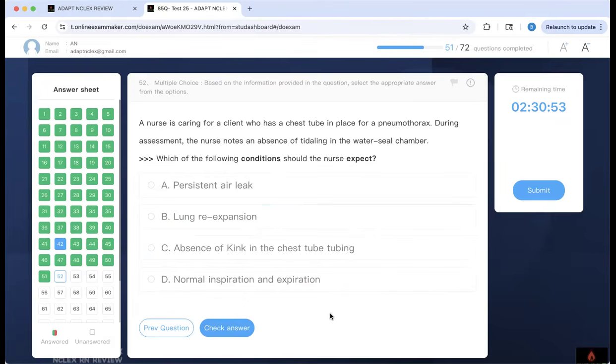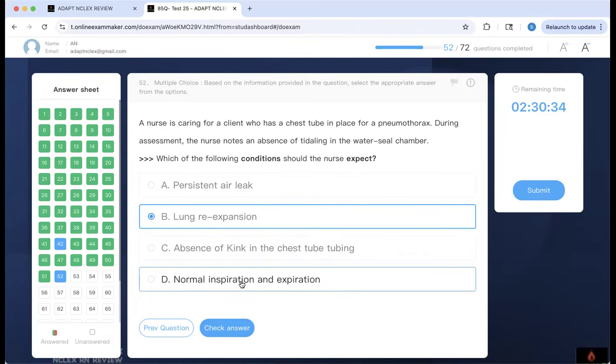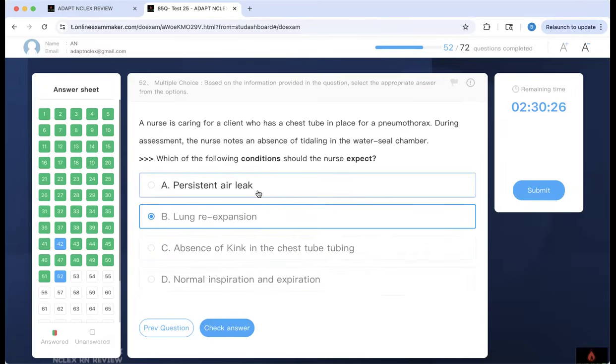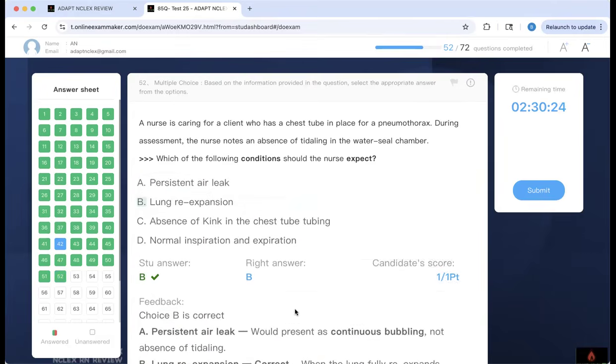Absence of tidaling means there is a kink or the lung is expanded. That means there's no problem with the lung anymore. This is absence of kink. No, there should be a kink. If the lung is expanded, that means you're not going to have tidaling. If you place the chest tube for pneumothorax, normal inspiration, expiration, no, it will show what? What do you think? It will show tidaling. And the persistent air leak has nothing to do with tidaling.